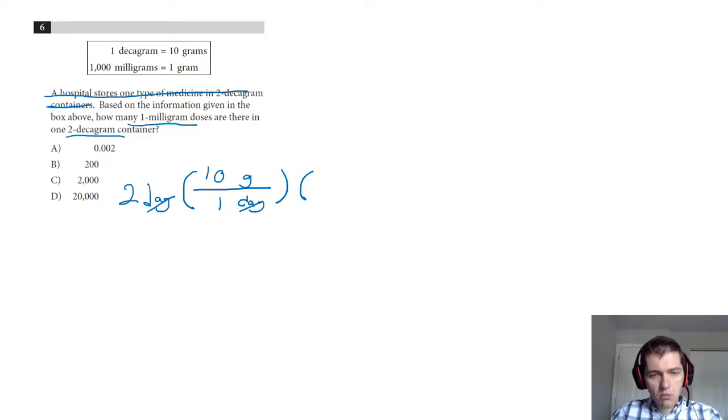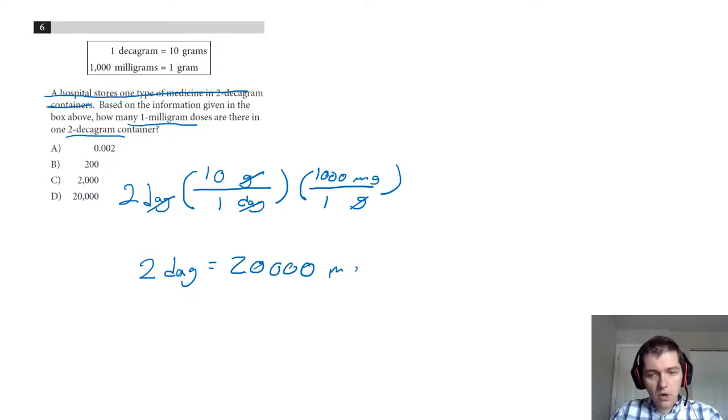Cross out your decagrams. And then you need to convert from grams. So you have that there is 1 gram, 1,000 milligrams. And now your units are in milligrams. Multiply through. You have 2 times 10 is 20 times 1,000 will be 20,000. So 2 decagrams is equal to 20,000 milligrams. That's your answer.